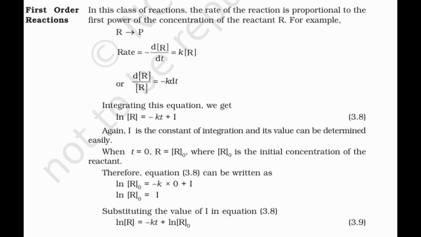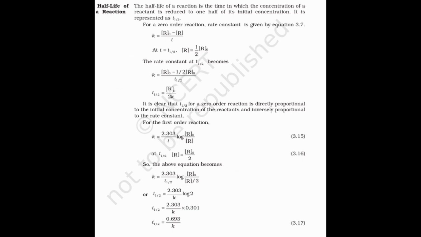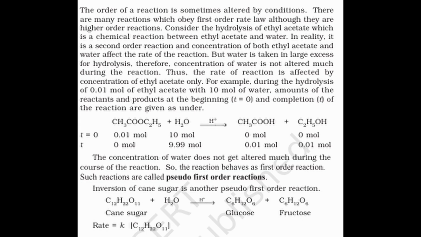When the rate law is integrated, we get this equation. Many chemical and radioactive processes follow first-order kinetics. Another important concept is the half-life, the time needed for the concentration of a reactant to become half of its original value. In zero-order reactions, half-life depends on the initial concentration. But for first-order reactions, half-life is constant and independent of concentration. This makes first-order reactions easier to study and predict.